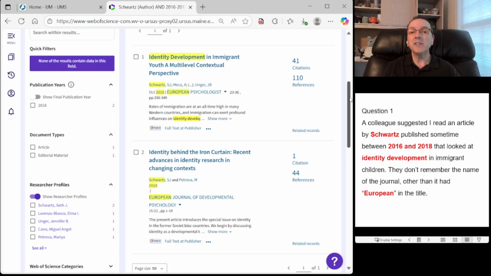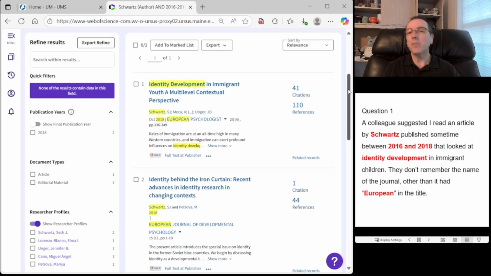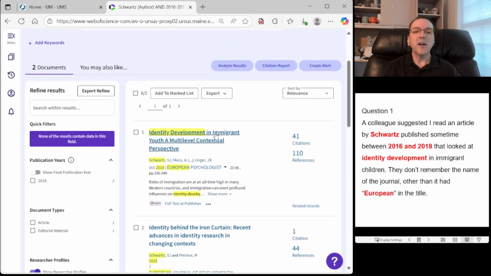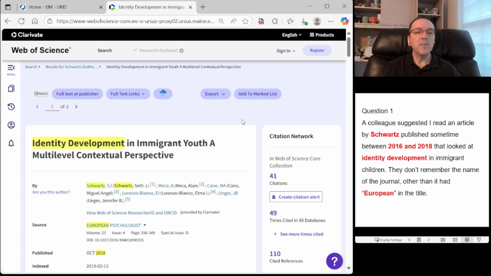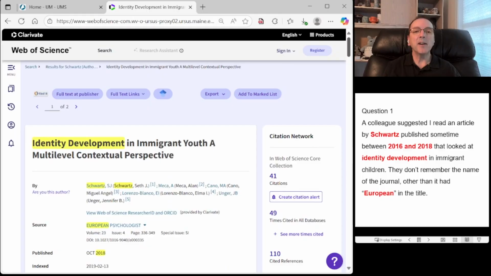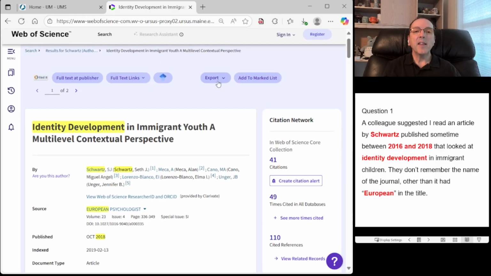Now, for our exercise, if you were doing this without watching the video, I'd be fine with either of those because I just want you to play around. But we will go with this one as our answer, and I click on it. It takes us to the page for that article. We can read the abstract. Yeah, lots of times they're talking about identity development, and then we can export it. Select the HTML option and paste that in, and we've got our answer for question one. Great.